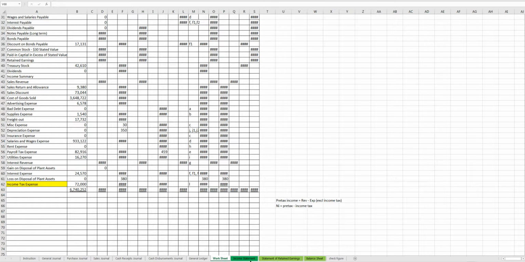All right, I think that's pretty much it for the project. You may not hit 100% of the check figures, but try your best. Grading is based on effort. If you go through all the procedures and do all the journal entries, you may miss a little bit here or there, but you should be able to get most of the credit. That's pretty much it for the project.